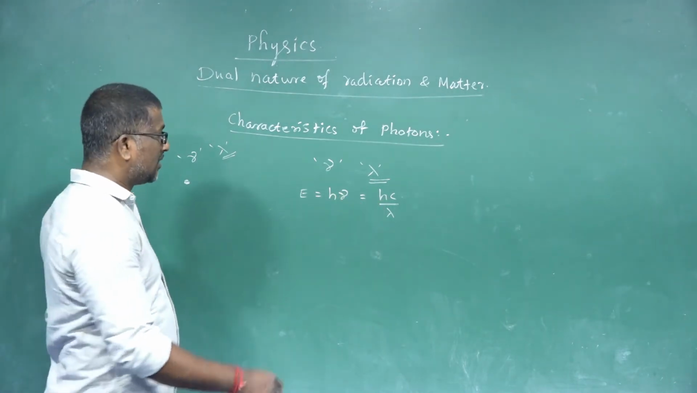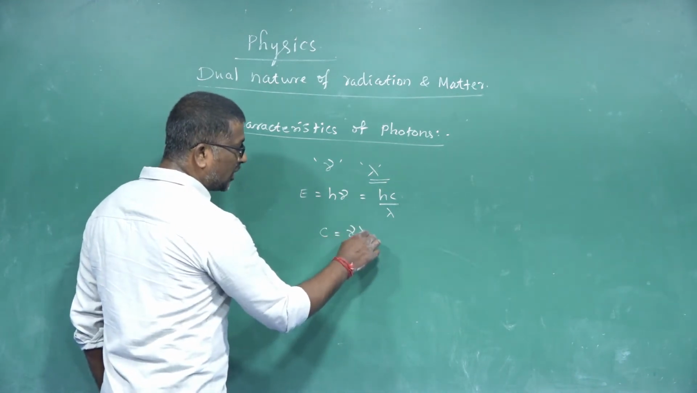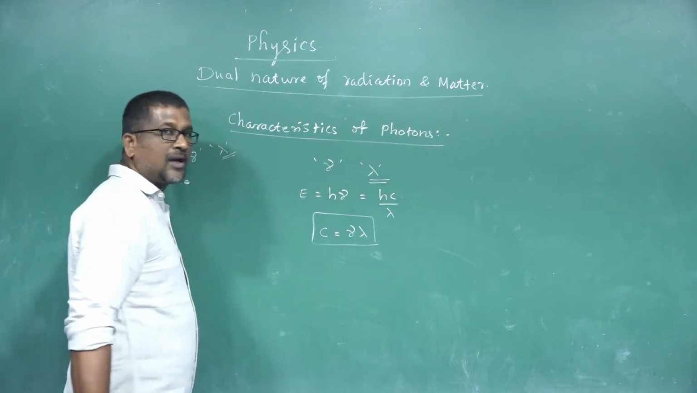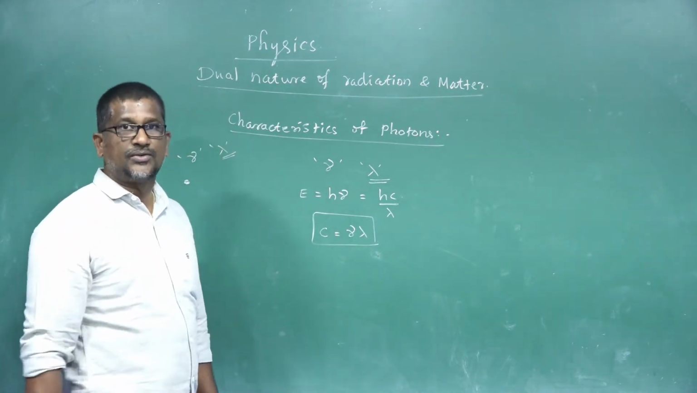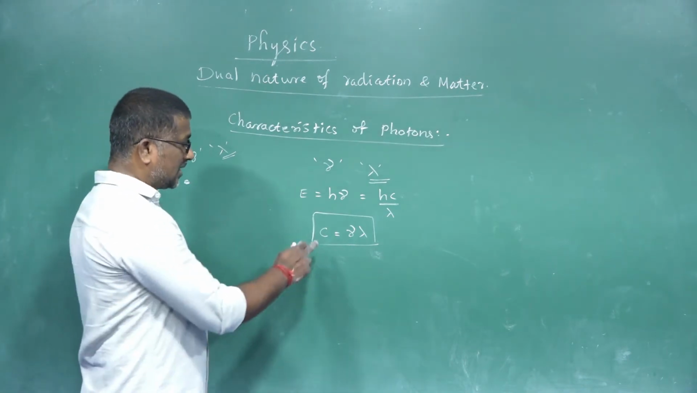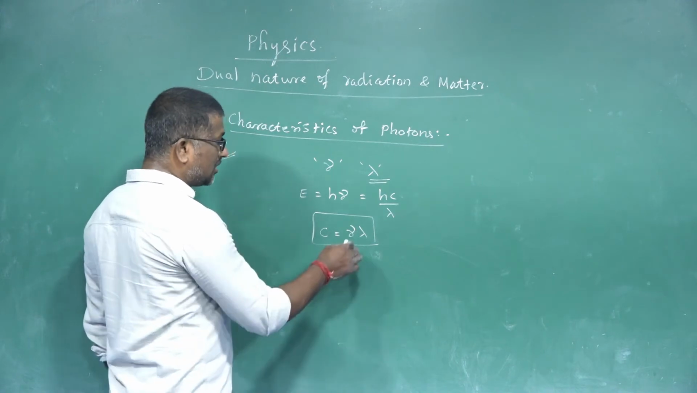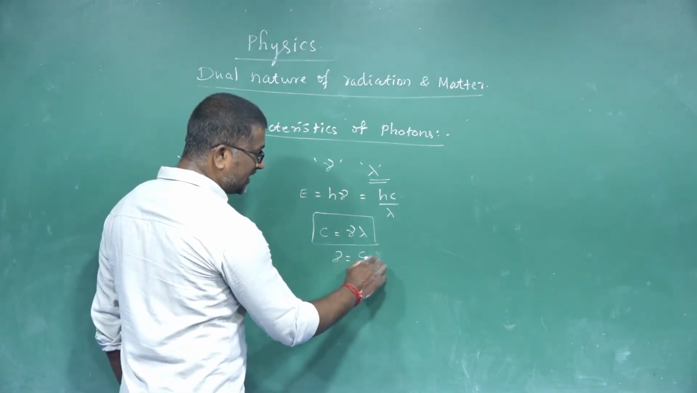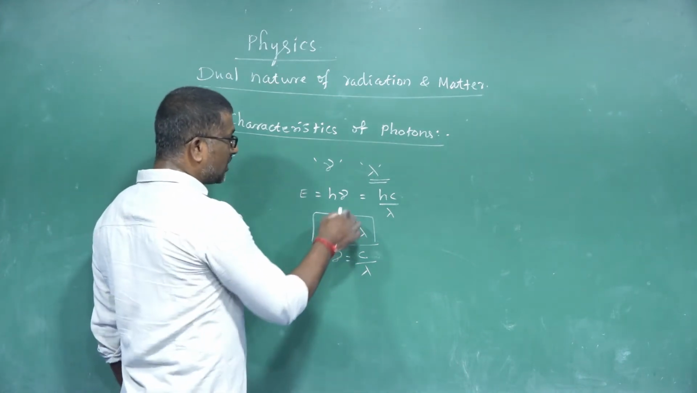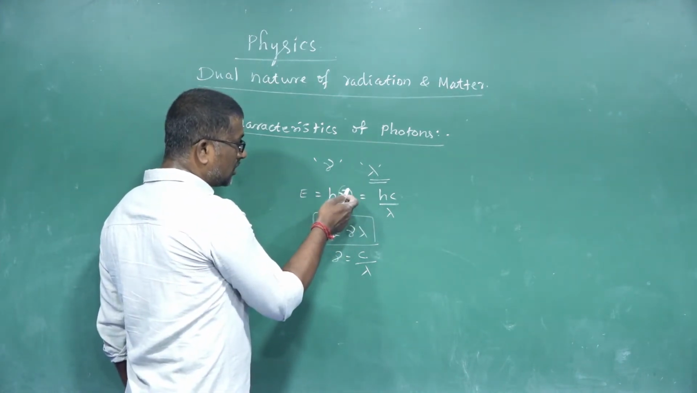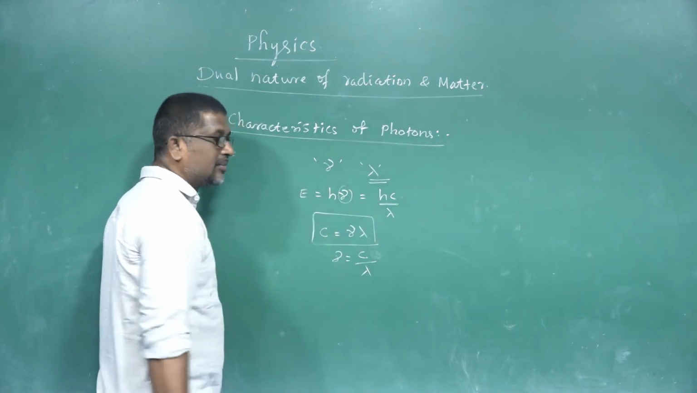divided by lambda. We know that the velocity of light is given by the relation c is equal to nu lambda. The product of the frequency of the radiation and the wavelength of the radiation gives the velocity of light, or velocity of radiation. The velocity of radiation in free space is given by c is equal to nu lambda. Therefore, nu is equal to c divided by lambda. Right? Just replace nu with c divided by lambda, then we get E is equal to hc divided by lambda.